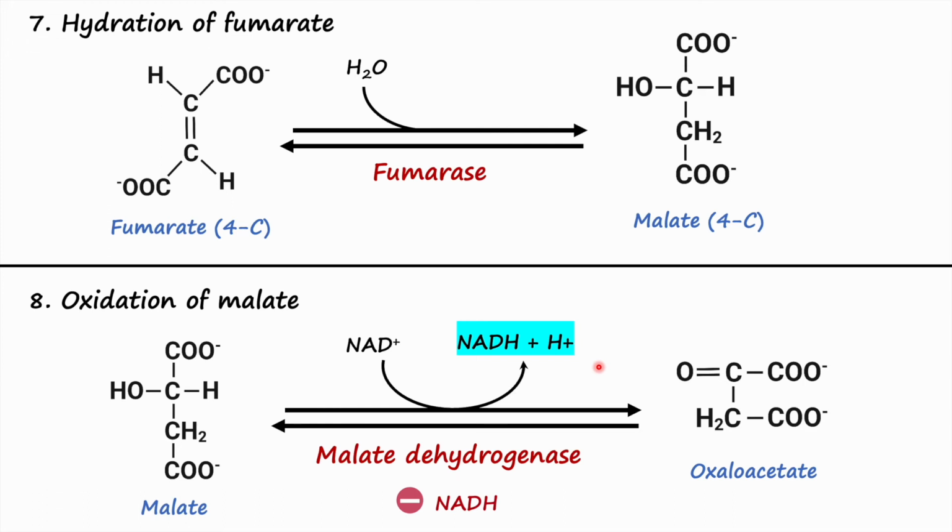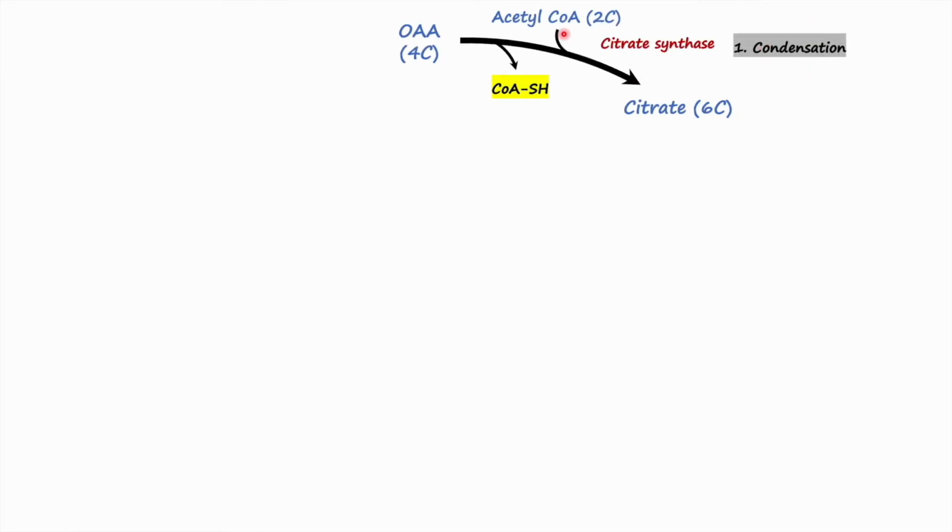So these are the 8 reactions of the citric acid cycle, and now I just want to quickly review the entire citric acid cycle in one slide. The first reaction of the citric acid cycle is the condensation of acetyl-coenzyme A with oxaloacetate to synthesize citrate, and the reaction is catalyzed by the enzyme citrate synthase.